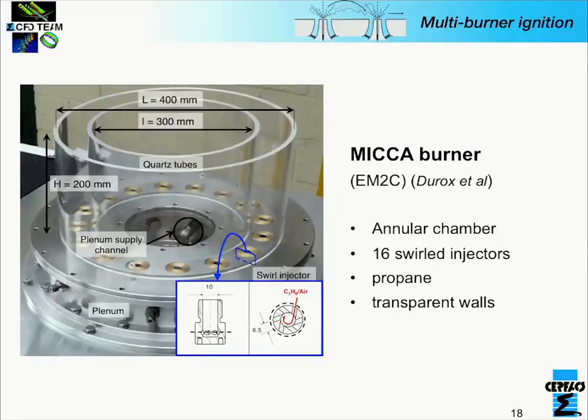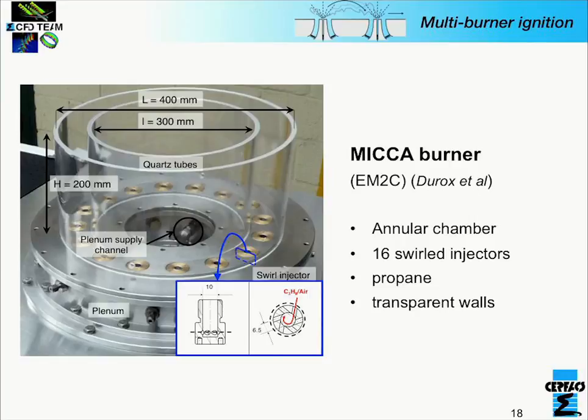Now, a full burner, still an academic one, because only in this kind of academic configuration can we have sufficient diagnostics to make a comparison. So this is a MICCA burner that was built at EM2C, at CentraleSupélec in Paris. You have 16 swirled injectors, and they used propane, and thanks to the transparent walls, they could visualize the flame.